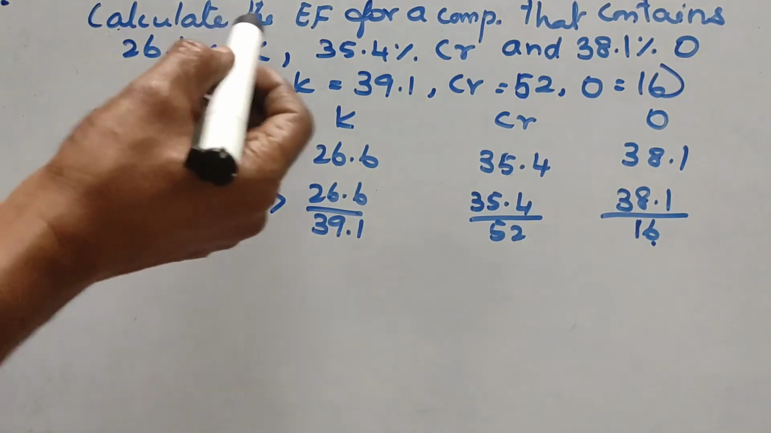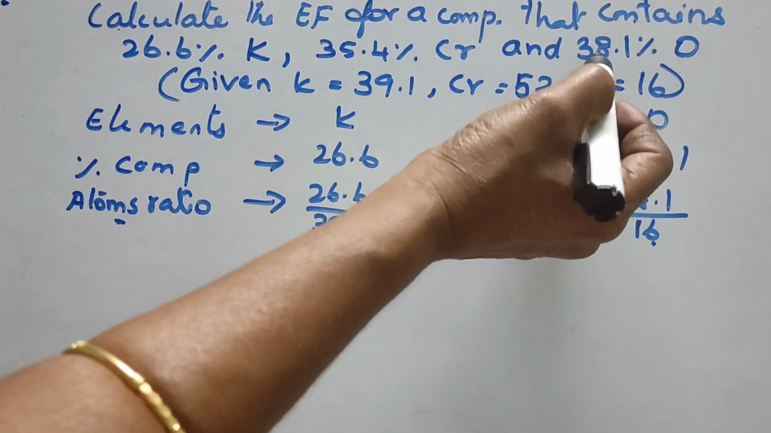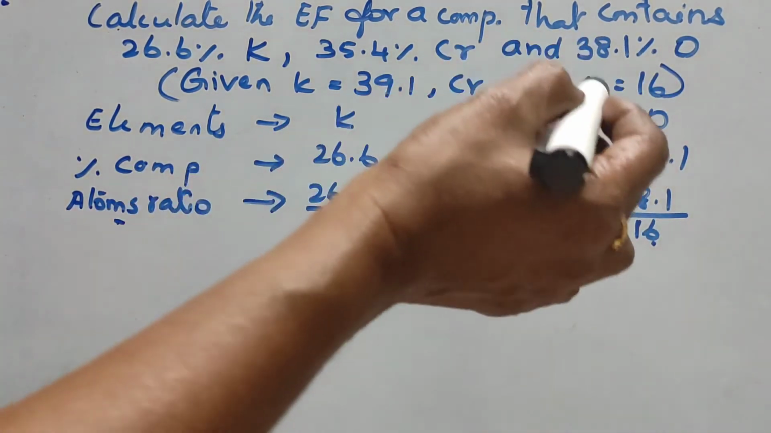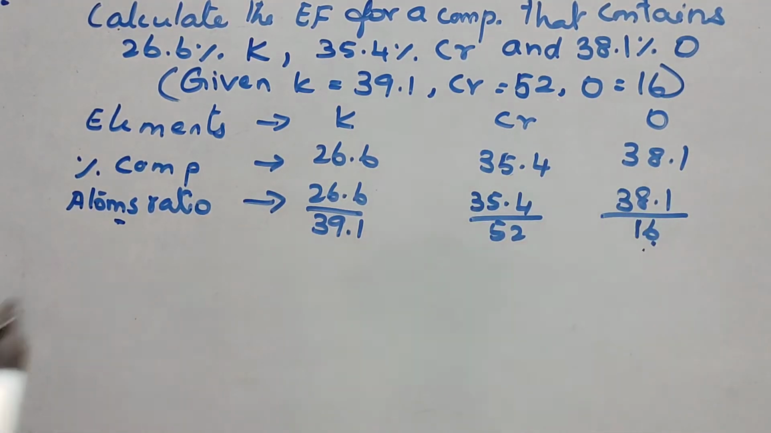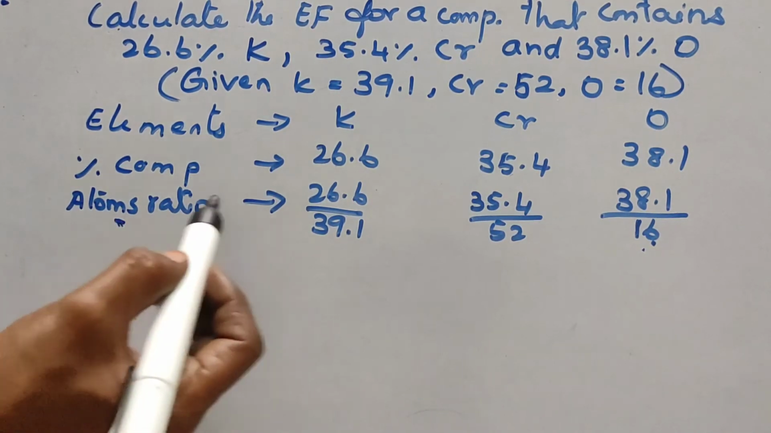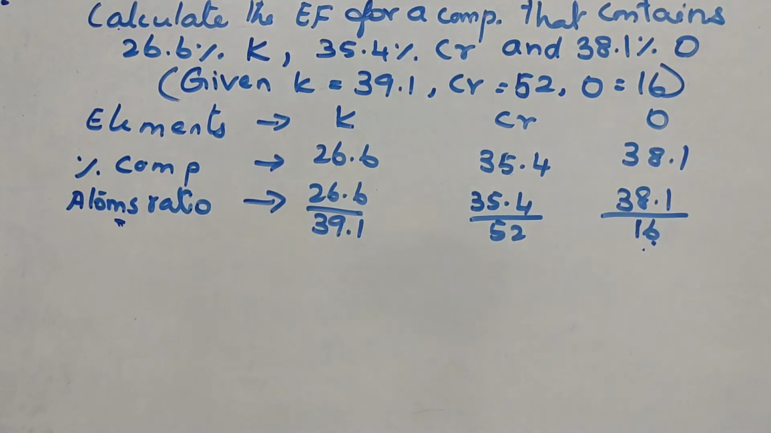In some of the questions it will be given as dioxygen instead of oxygen, 38.1% dioxygen. So we will get confused whether we should use 16 or 32 here. In all the places we are going to find out atoms ratio only, so we should write the atomic mass 16.